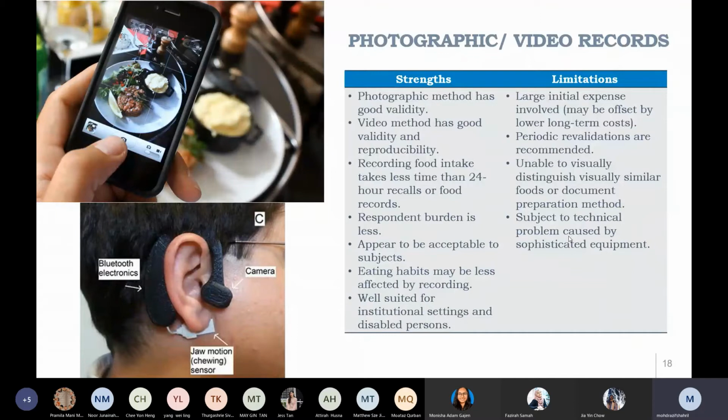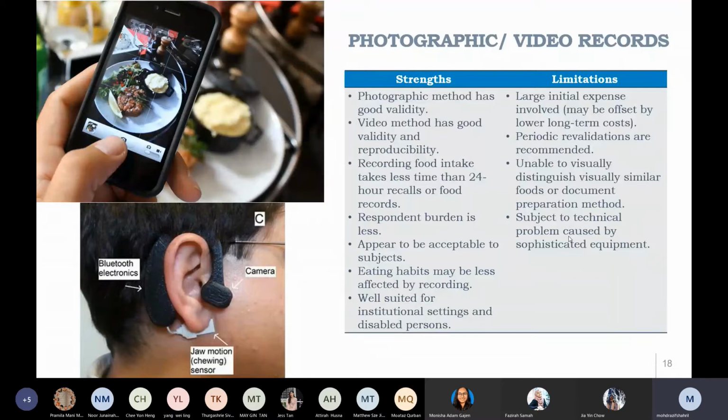So you must always do validation for this method, because sometimes respondents are very enthusiastic in the earliest session, but throughout the weeks or throughout the months, they get demotivated to continue taking pictures of the food. So there must be some validation being done periodically.